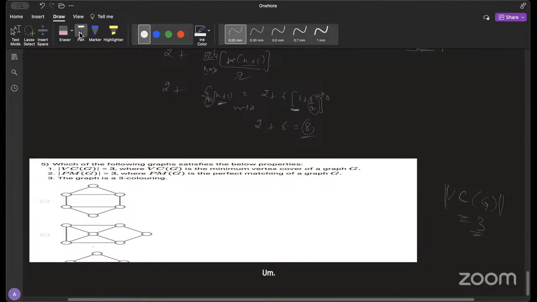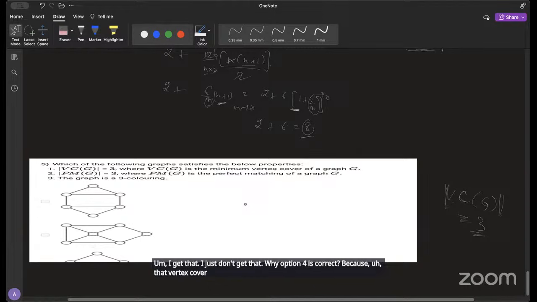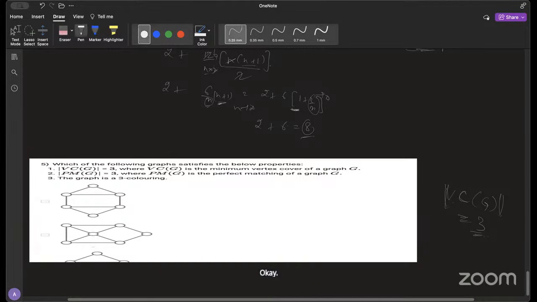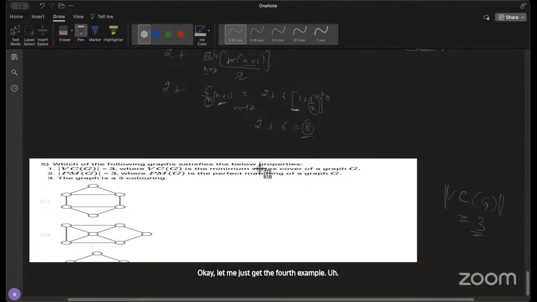I just don't get why option 4 is correct, because the vertex cover for that one would be 2, not 3. Okay, let me get the fourth example. Fourth option here. So this is your fourth option.